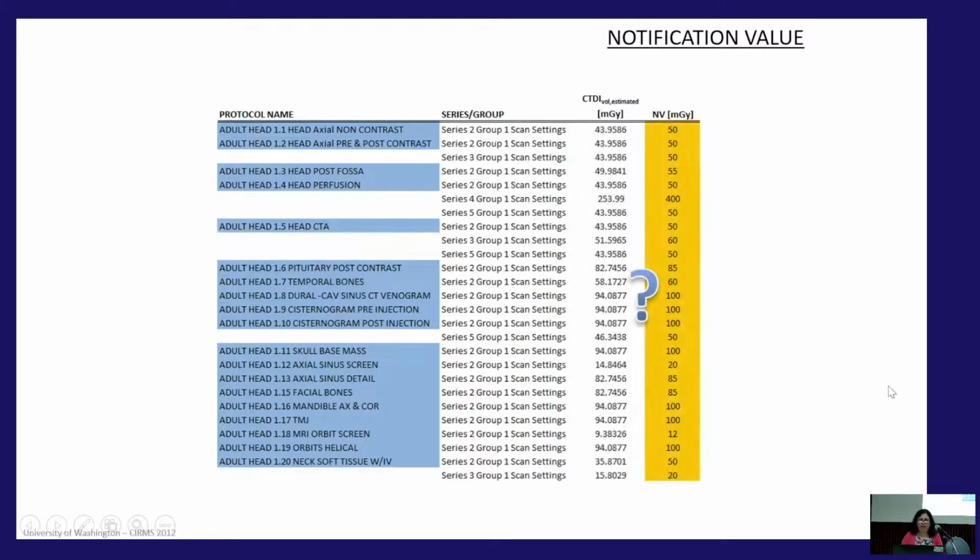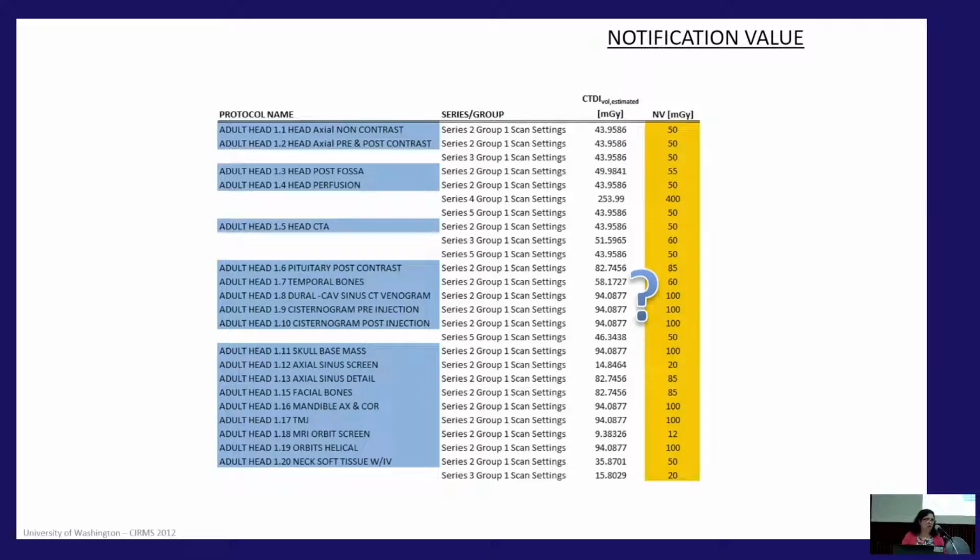And then this gives you an idea. How do you set up this notification value? So these are all our head protocols, and the varying doses. You can see some are 94s because it's combining two different types of protocols, but typically it's about 44. So you as a physicist have to figure out, and the question mark is, what threshold do I want to set this at so that we catch exams that are unjustifiably high, but not so low that we are triggering on every exam.